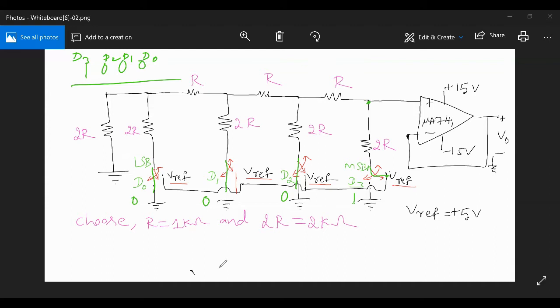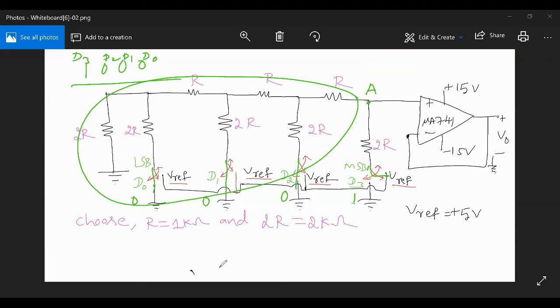At node A, we should see what equivalent resistance is obtained before node A, that is, the circuit on the left side of node A. What is the equivalent resistance we get? And D3 is connected to V reference and it is connected to 2R. 2R in turn is connected to node A.